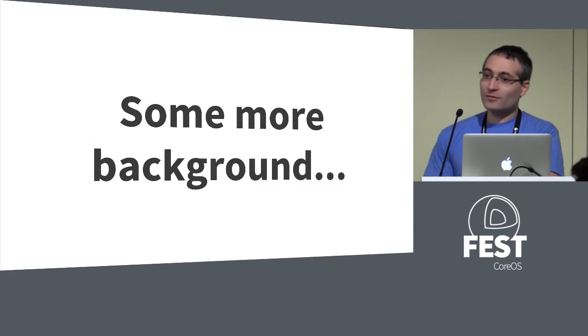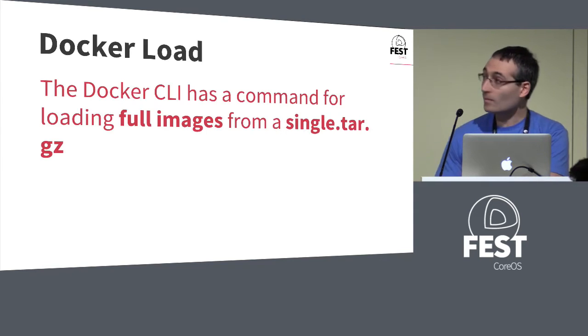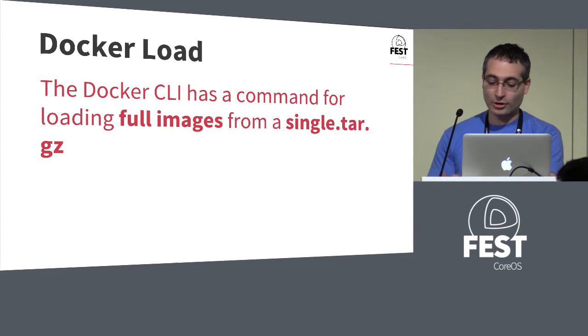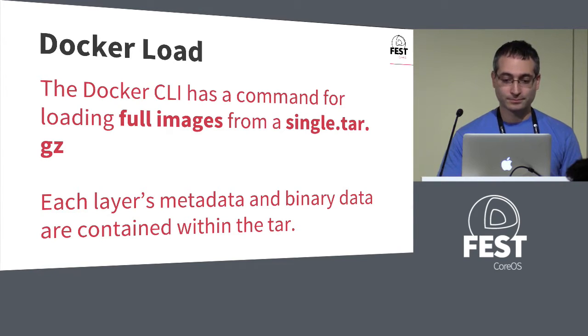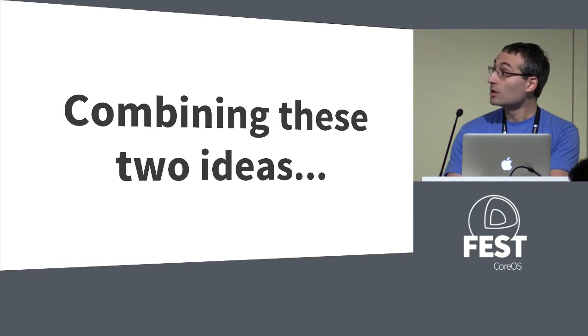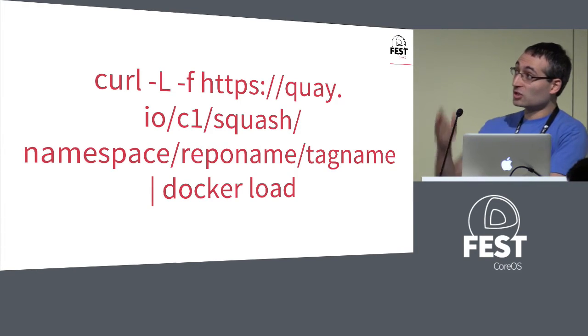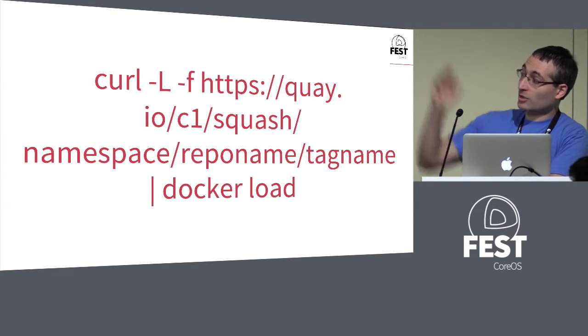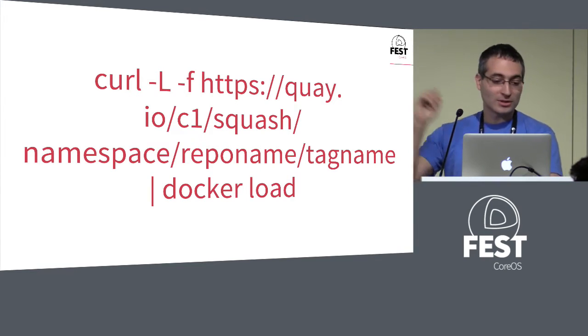So, how do we solve this problem? Well, let's do a little bit more background and see how we at the Quay team addressed this issue. So the Docker CLI actually has a command for loading full images from a single tar gzip called docker load. Each layer's metadata and binary data are actually contained within that single tar, with no additional downloads necessary. So by combining these 2 ideas, we were actually able to come up with this. And this is actually how you use squashed images on Quay today. You issue a single curl to Quay at a special URL, squash. You give it a namespace in your repository name and whatever tag you want, also with some optional auth credentials, and then you pipe it to docker load.